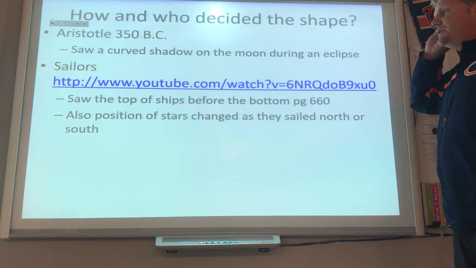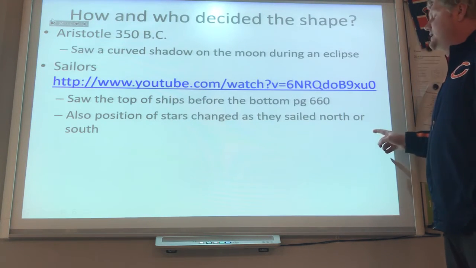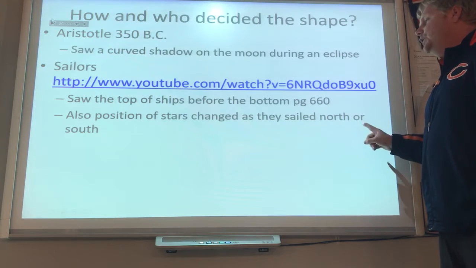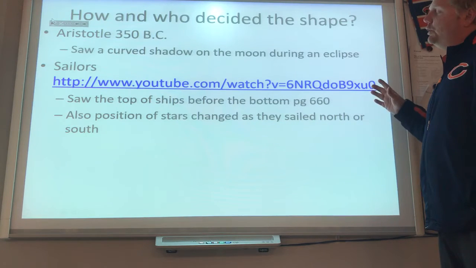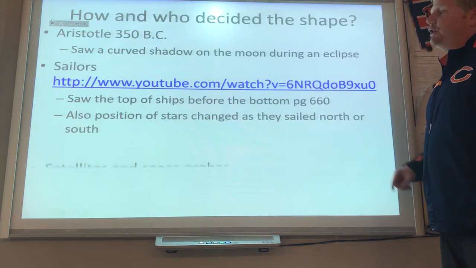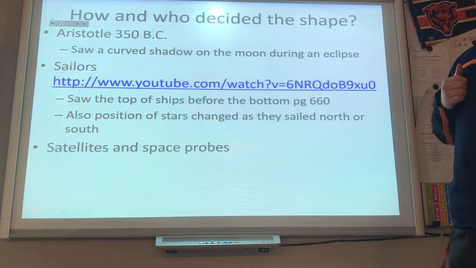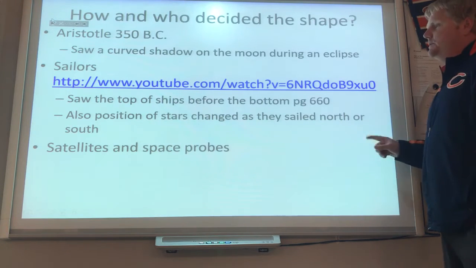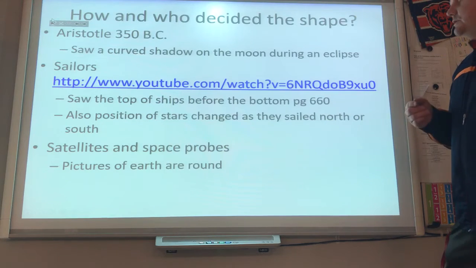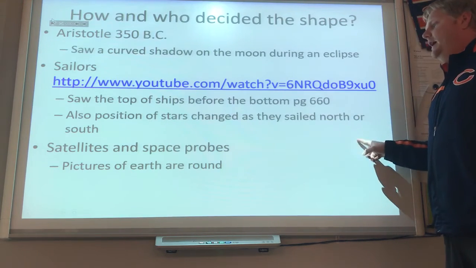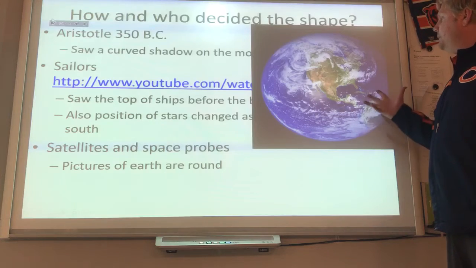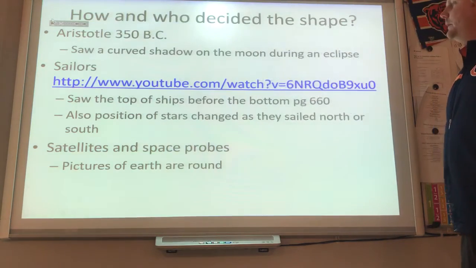And also the position of the stars changed as they sailed north or south. So they had to realize, oh, we're looking up at different angles. That would mean a curved item. Nowadays, we know from satellites and space probes that we do have those. Pictures of Earth are round. All right?